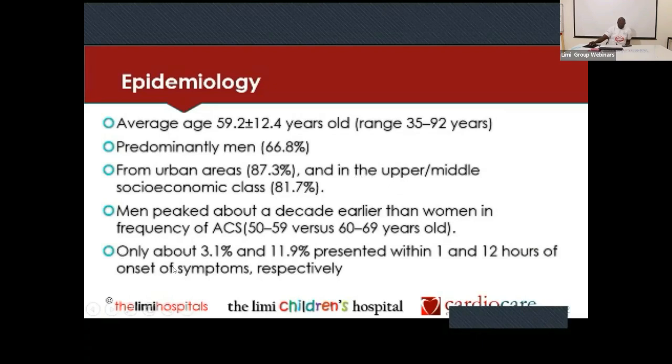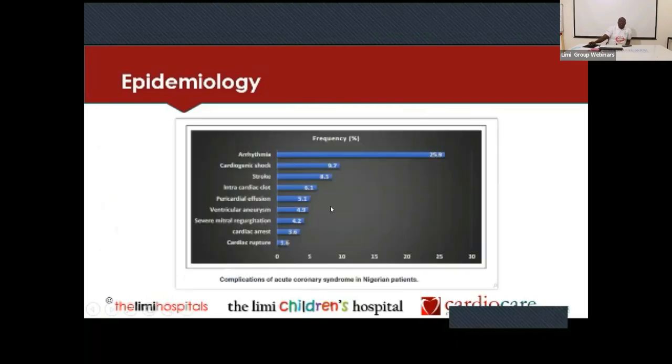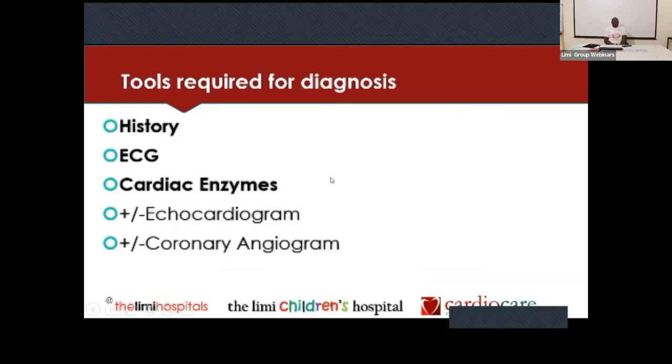And it was also found that most of our patients present late to the hospital. The average time of presentation in this study was actually about 6 hours. And we'll see later on in the presentation why it is important for our patients to present early. And like the case we presented that had arrhythmia following the myocardial infarction, arrhythmia was actually the commonest complication following myocardial infarction in the RACE trial. And so that is talking about epidemiology quickly.